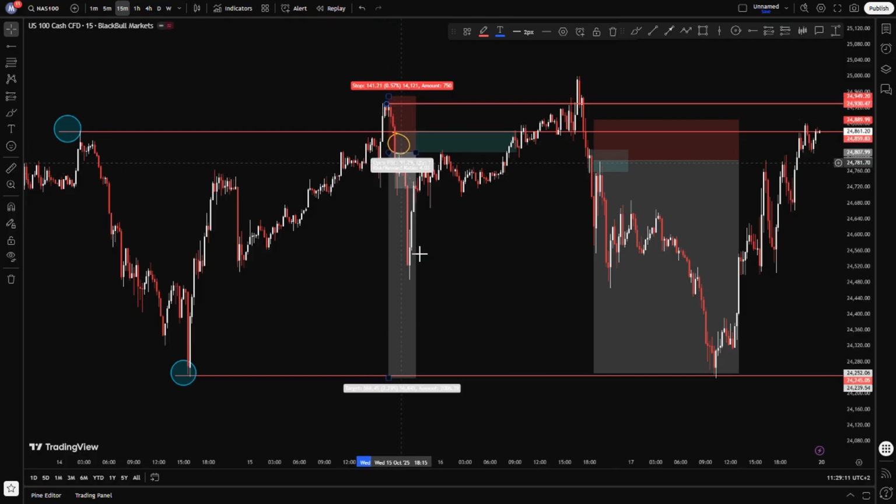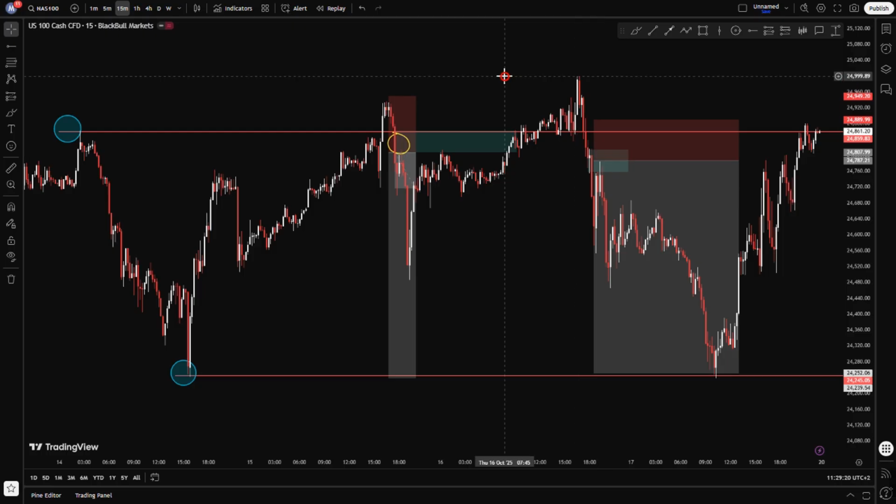So I entered here and I took partial profits right here, but price unfortunately reversed all the way to the upside, right?